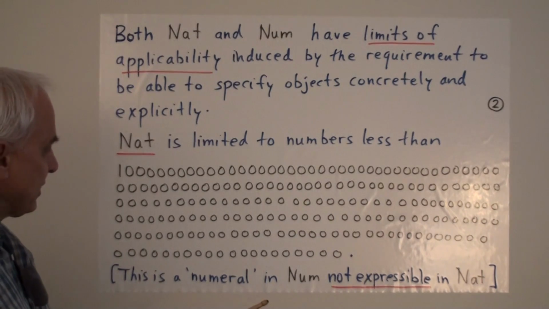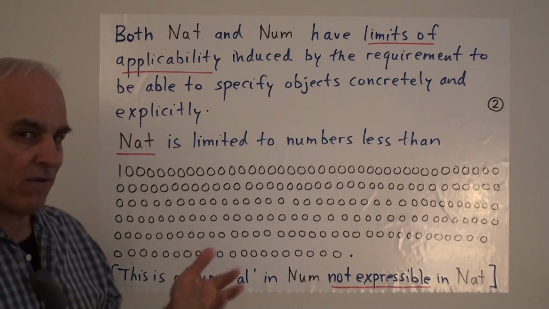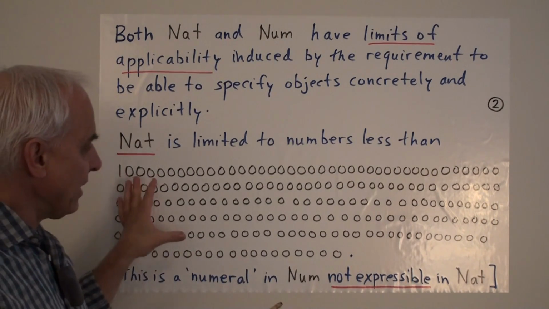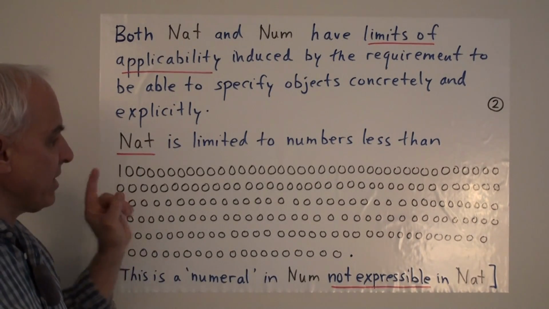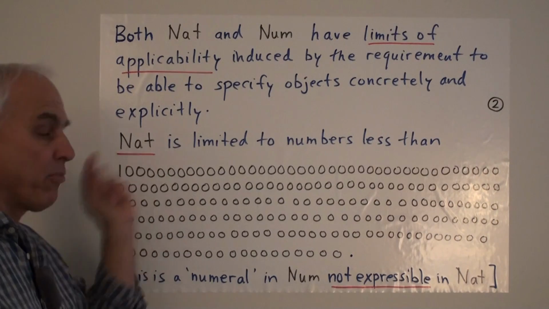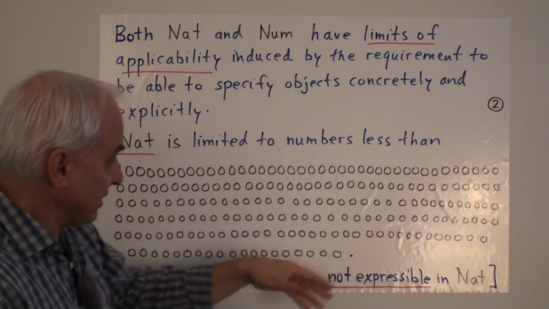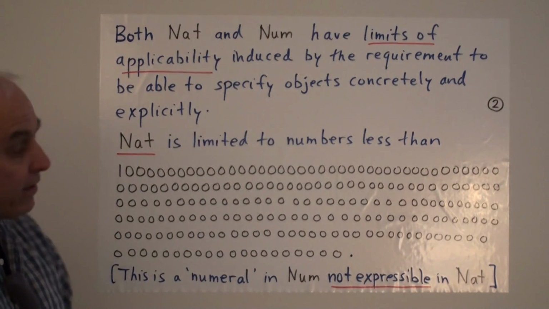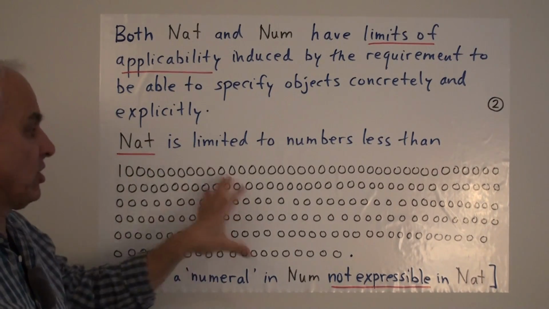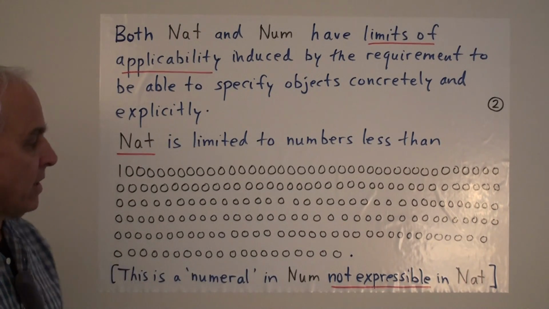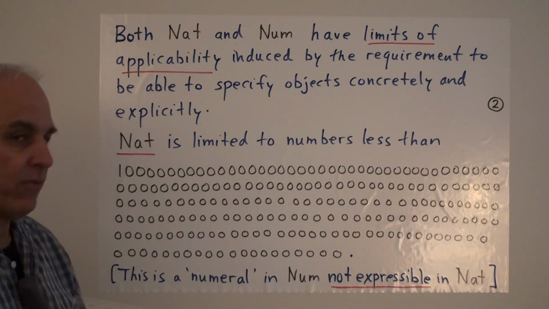And so here is 10 to the roughly 200, and it's written in the Hindu-Arabic system. But we're not able to get at numbers that are this big in the primitive natural number system. So we can certainly write it down in the Hindu-Arabic system, as I've done here, very explicitly and concretely. But to write it down in the natural number system is just too much work. Okay, so there are some limits to both nat and, in fact, to num as well.